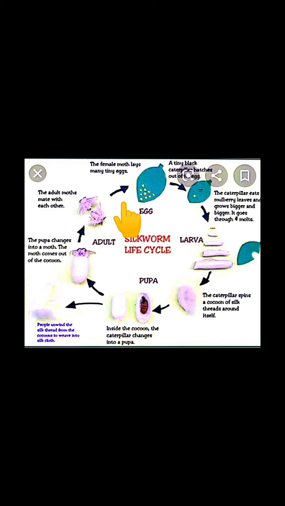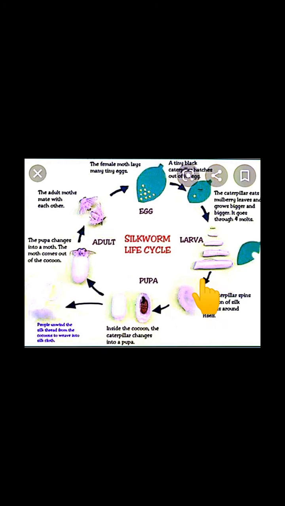This is the life cycle of the silk moth, and the cocoon is one of the stages in the life cycle of the silk moth. Earlier the eggs are laid by the female silk moth, and after hatching, a caterpillar comes out of the egg. They are given mulberry leaves to eat, and after eating mulberry leaves they grow bigger and change into larva. This larva changes into pupa after covering its body with a silk thread.